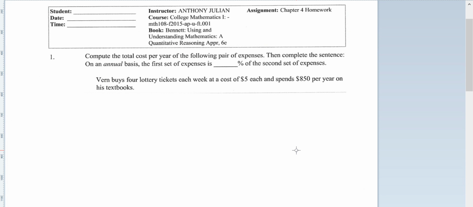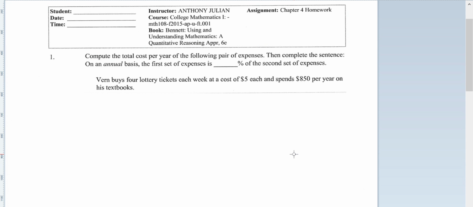Okay, here we go with this week's lecture, Chapter 4. And this is all about interest, percentages, and compound interest formulas. So I'll walk you through this and get you through this without a problem here.